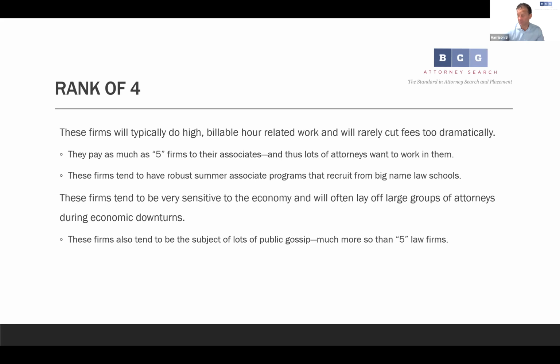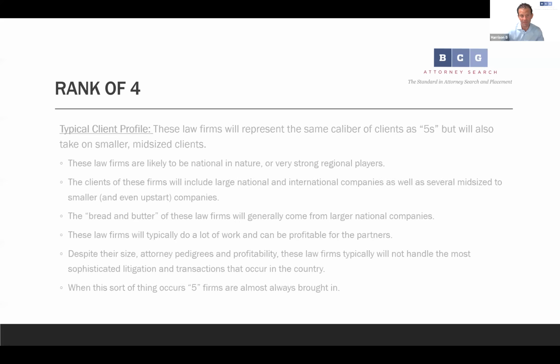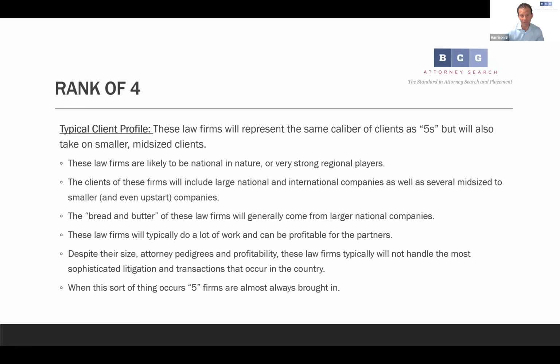And then they're also the kind of firms that are very subject to lots of gossip. So when you go on to blogs and gossip sites and so forth, a lot of the gossip is related to the 4 firms and the 3 firms, and you don't really see people talking negatively about the 5 firms because those firms know how to hire the right people and they're managed for what it is.